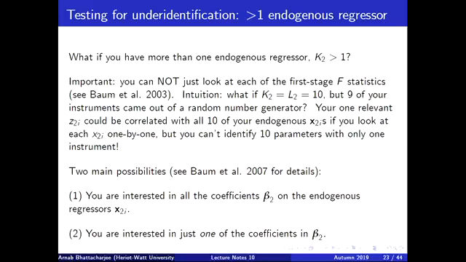That is explained in another way here. Suppose K2 and L2 are 10, but 9 of your instruments came out of a random number generator. You really have information only from one instrument. The rest do not matter; they are just rubbish. So this will be correlated with 10 of your X2is, but you cannot identify 10 parameters with only one instrument. That is the point.